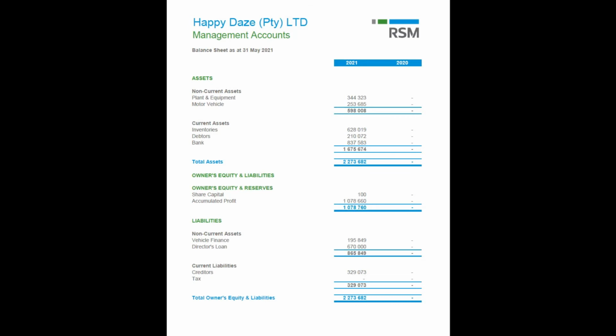Under assets, we distinguish between non-current assets and current assets, which are arranged in order of least to most liquid. Under liabilities, we also distinguish between non-current liabilities and current liabilities. As far as non-current assets and non-current liabilities are concerned, the rule of thumb is that acquisition of long-term assets must be achieved with long-term finance.